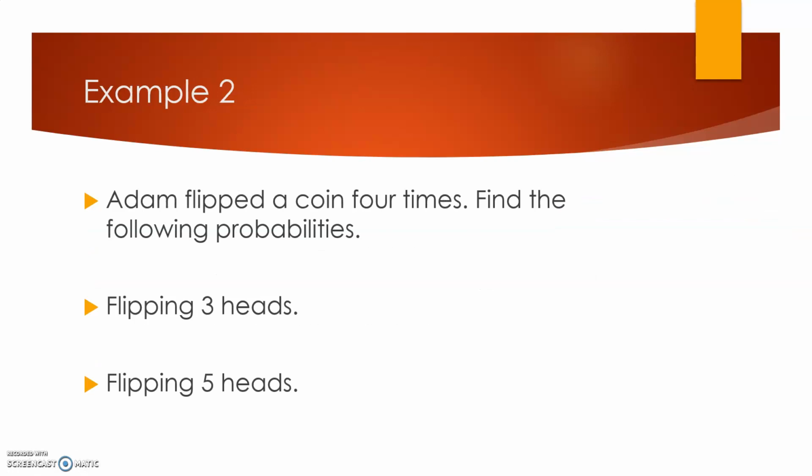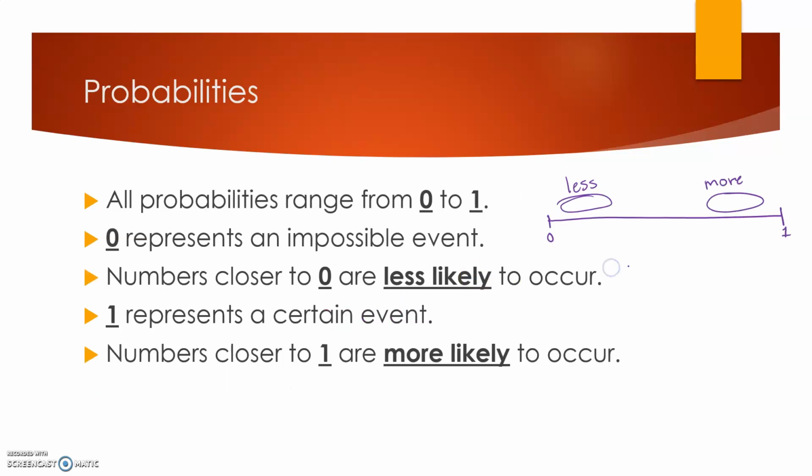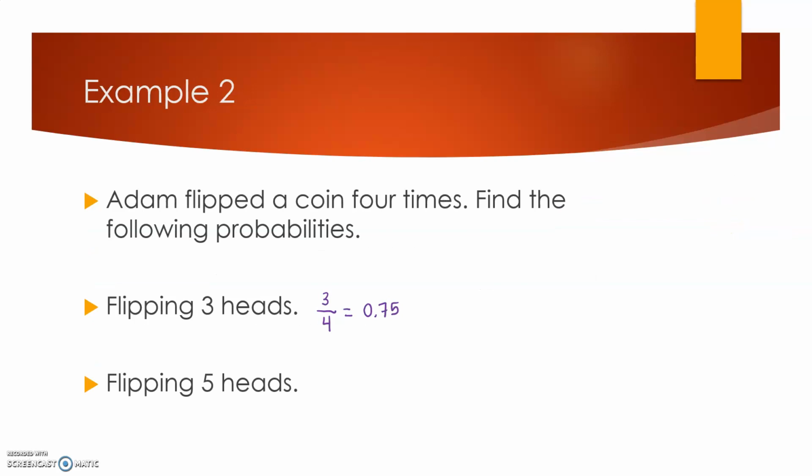So Adam flipped a coin 4 times. Find the probabilities. What is the probability of flipping 3 heads? Well, he flipped the coin 4 times. So flipping 3 heads, that would mean that 3 out of the 4 times he flipped heads. So let's change that to a decimal. 0.75. If we look back at our number line, that's probably about here. So that's in the more category. It's pretty likely to get 3 out of 4 times flipping heads.